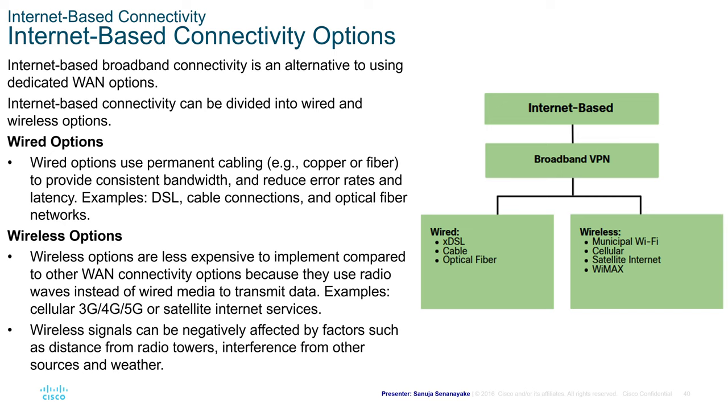These wireless options are less expensive to implement compared to the wired options, because they are using radio waves to communicate with each other. Wireless signals can be negatively affected, however, by factors such as distance from the radio towers, interference from other sources, and weather. On the right-hand side, this is an easy diagram to look at, showing internet-based connectivity options, broadband VPNs. We have the wired: DSL, fiber optics, cable, etc. While the wireless: municipal Wi-Fi, cellular, satellite internet, and WiMAX.